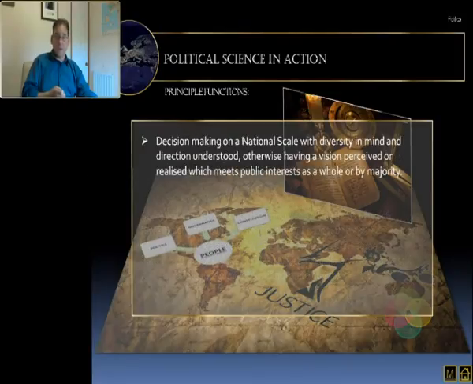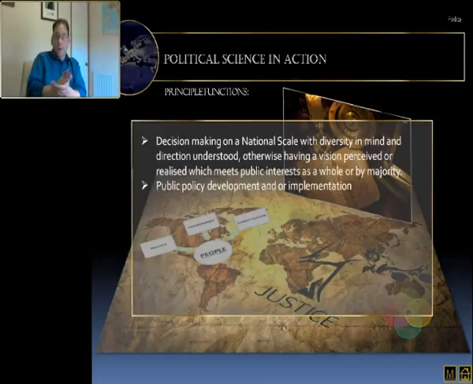So I move through this. So we're looking at decision making on a national scale with diversity in mind and direction understood. Otherwise, having a vision perceived or realised which meets public interest as a whole or by majority. Public policy development and or implementation. Remember, this is the actual functions of politics. It's the principal functions.